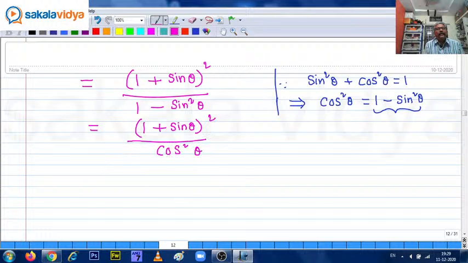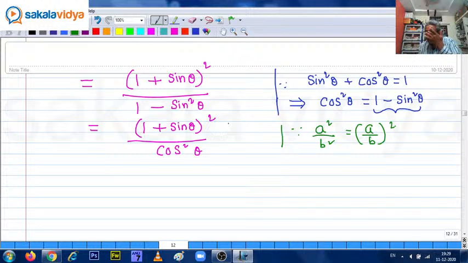So we have one important formula. See, a square upon b square, this we can write a upon b whole square. So using this one, no, not rationalizing. This is not called rationalizing. That is a different way. Okay. So now this can be written as 1 plus sine theta upon cos theta whole square.